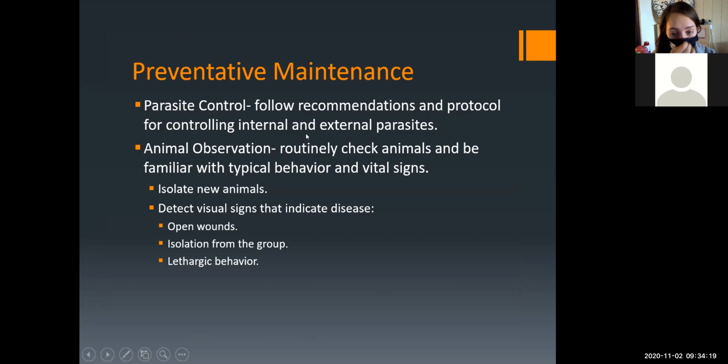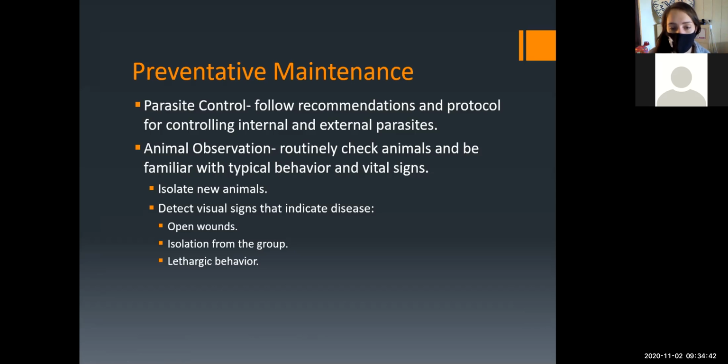Animal observation, routinely check the animals, be familiar with them, their typical behavior, and vital signs. Make sure that you isolate new animals for a certain time period, because if a new animal comes in and they already have a disease, they're going to give it to your whole flock or herd. So you want to make sure that you isolate them to begin with.